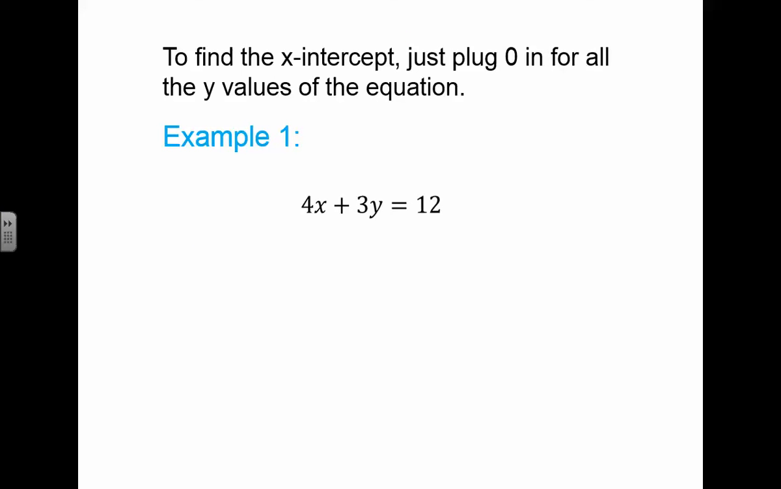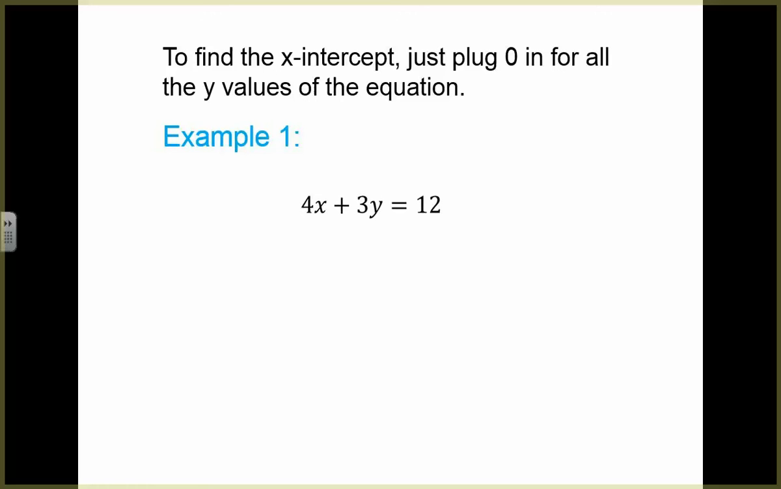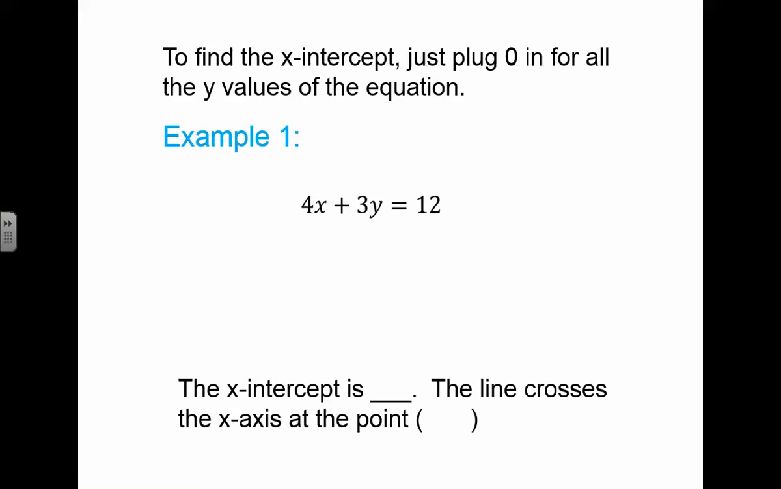Okay, so now let's get into the process of actually graphing using our knowledge of intercepts. And here you might as well go ahead and pull out your graph paper. It says to find the x-intercept, just plug 0 in for all the y values of the equation. So we're going to begin by working with finding x-intercepts. We're going to find the x-intercept of this equation. Eventually we're going to find the y-intercept. We're going to take those 2 points and we're going to draw a line. So we're going to begin with the x-intercept here.